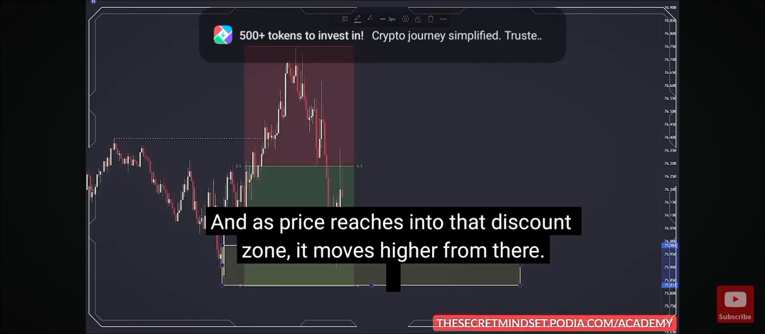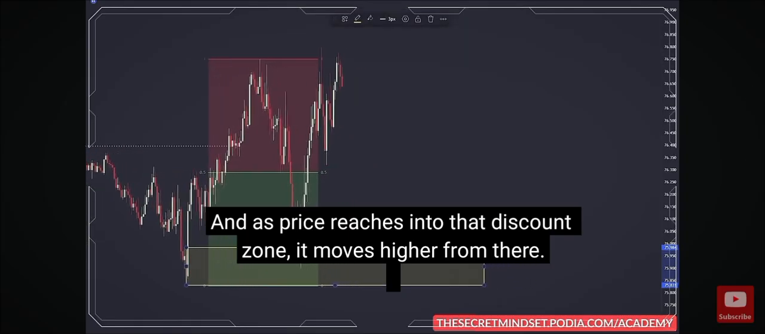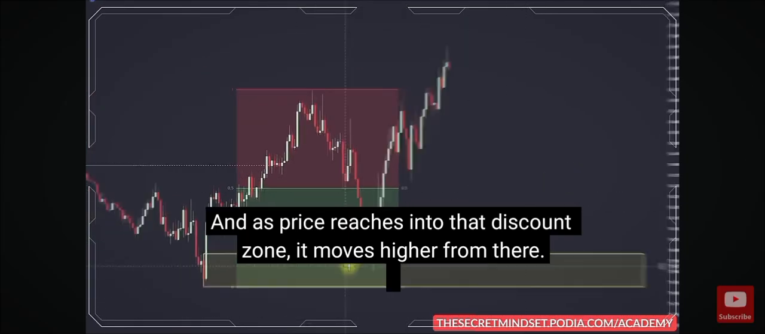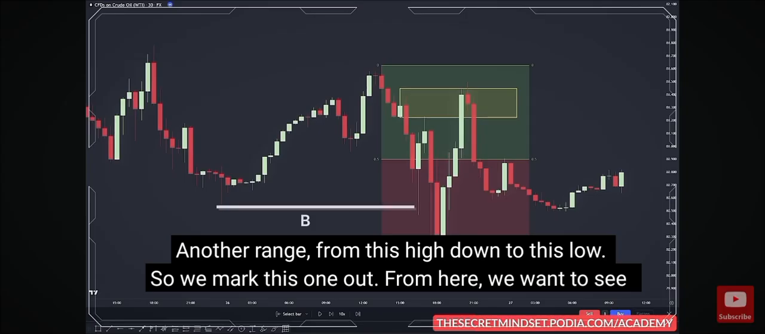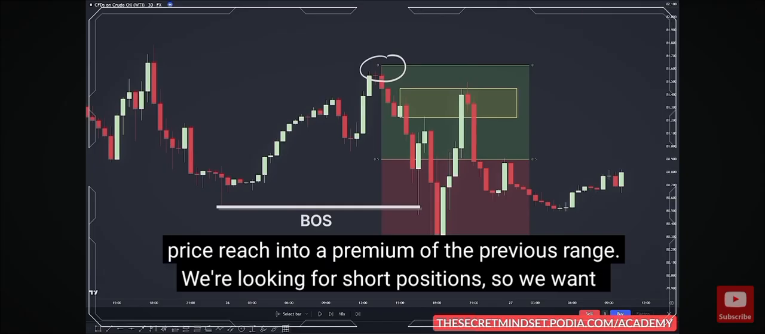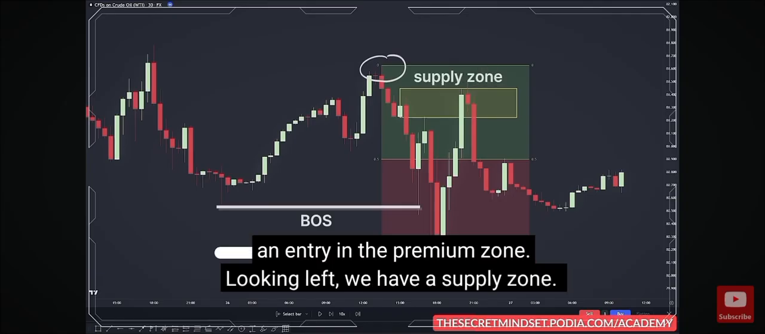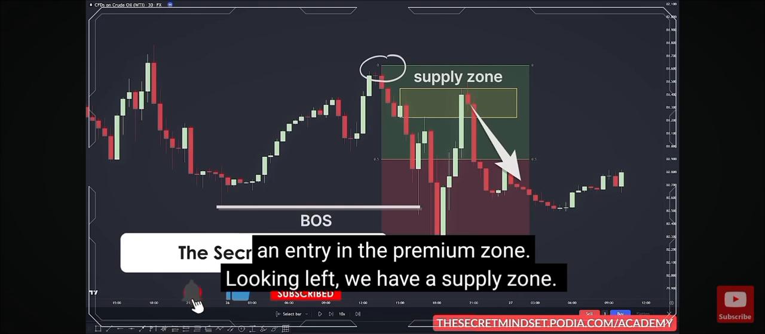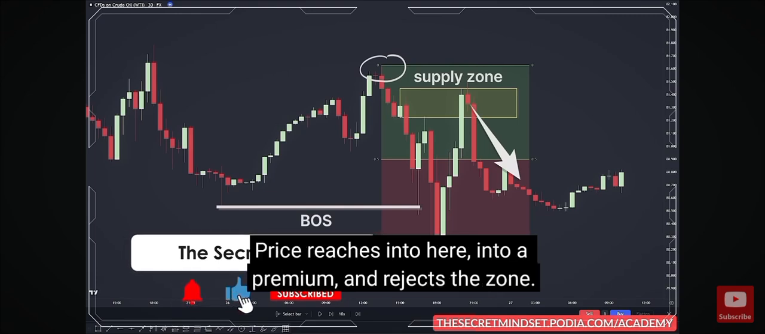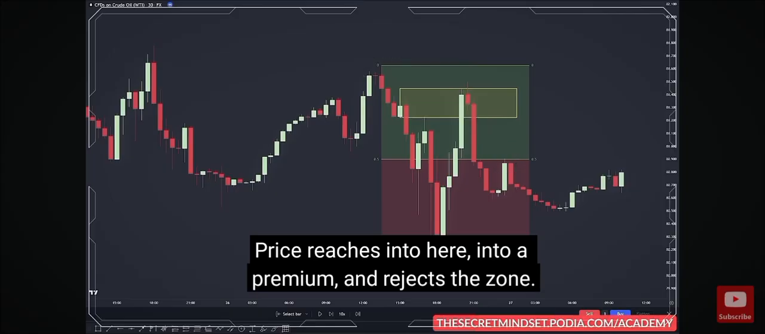And as price reaches into that discount zone, it moves higher from there. Another range, from this high down to this low. So we mark this one out. From here, we want to see price reach into a premium of the previous range. We're looking for short positions, so we want an entry in the premium zone. Looking left, we have a supply zone. Price reaches into here, into a premium, and rejects the zone.